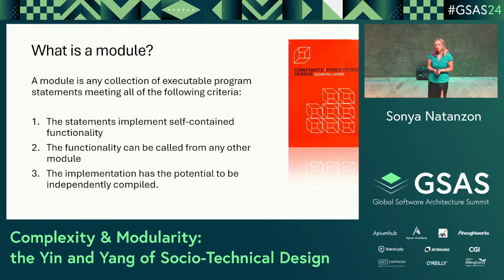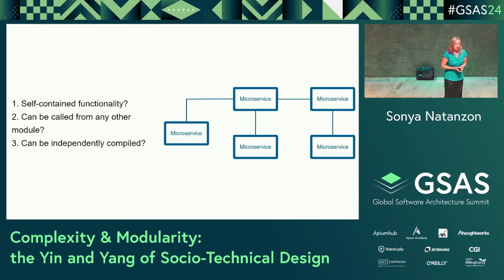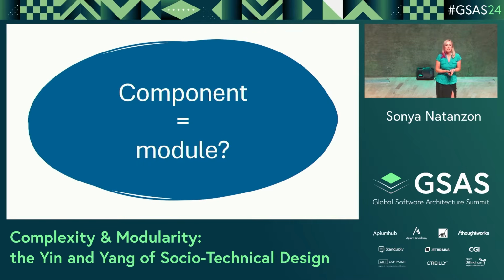Following that definition, where do we find modules in software design? Well, microservice fits that definition pretty perfectly. Namespaces, also. Classes, same story. Methods, they're not usually independently compiled, but if they have a potential to be, they will also fit the definition of a module. So does that mean that modules are just components of a system?